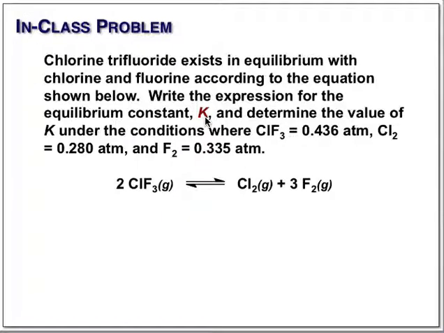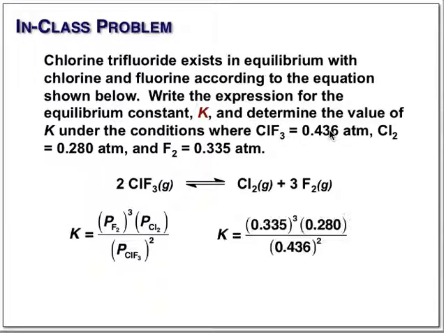Step 1, we have to write our expression. Our numerator would be the pressure due to chlorine multiplied by the pressure due to fluorine cubed. Our denominator, the pressure due to ClF3 squared. Now all we have to do is substitute. We punch this in our calculator, and our equilibrium constant is 5.54 times 10 to the minus 2.